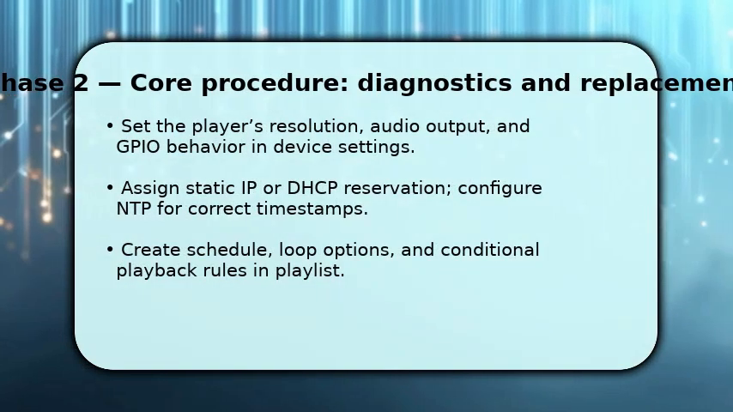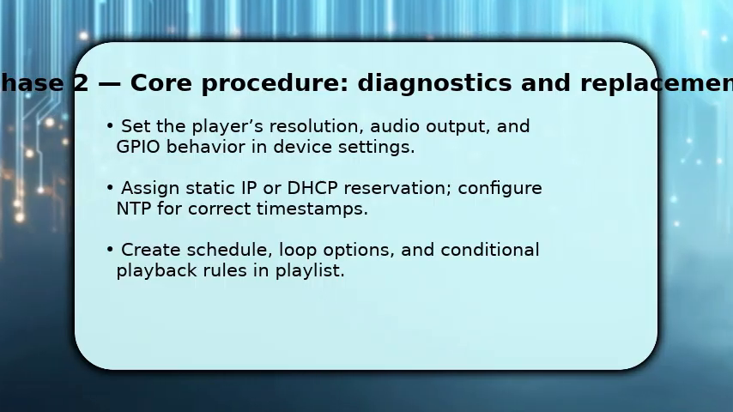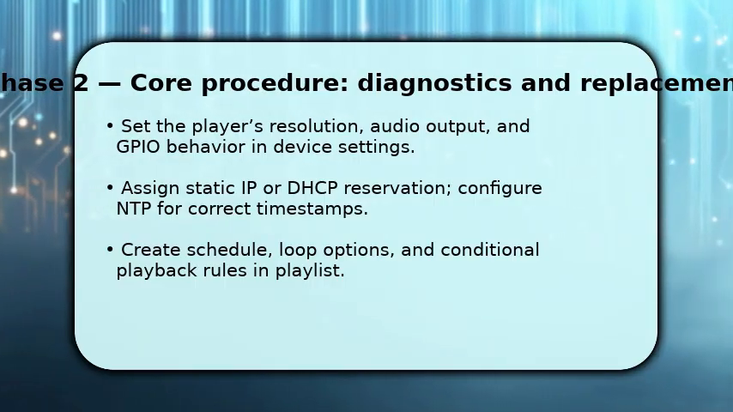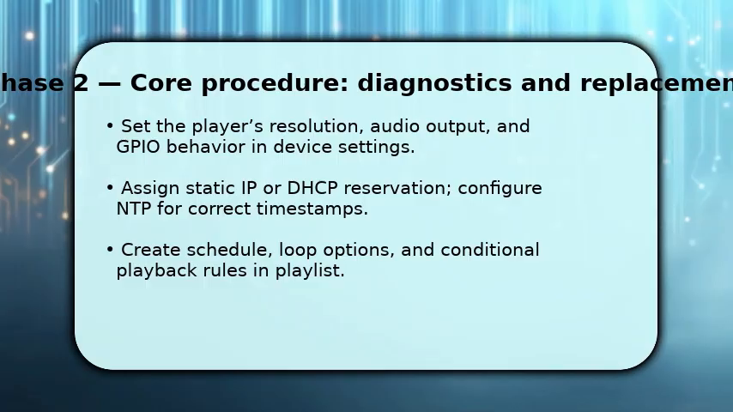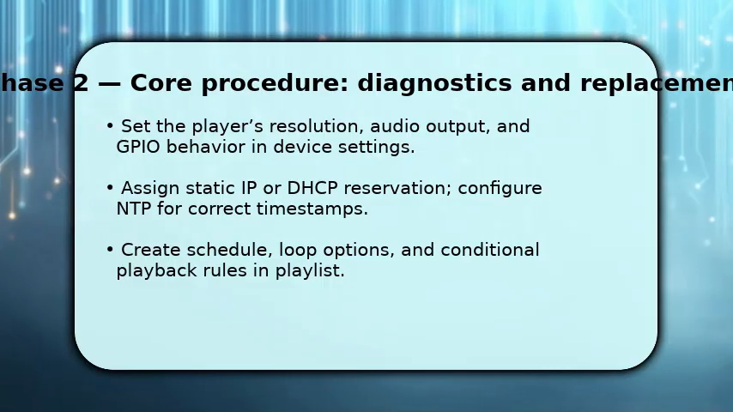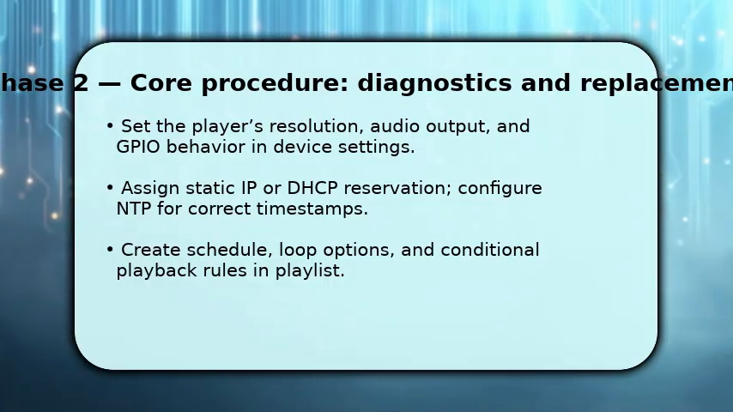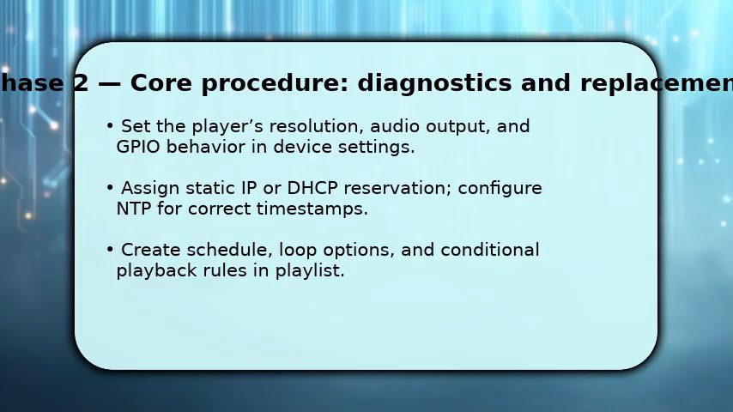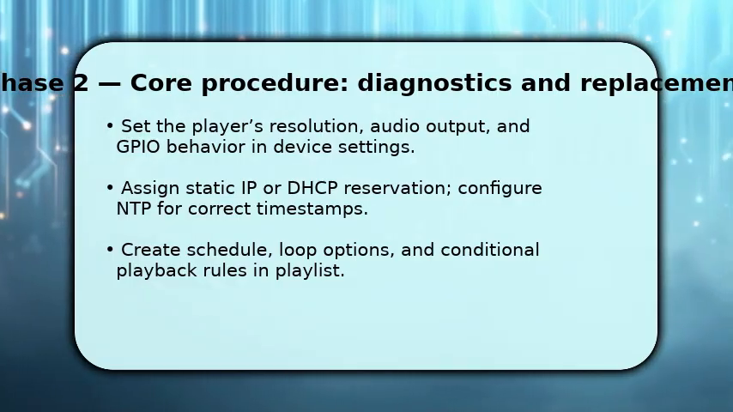Now you configure playback and networking so media plays consistently. In device settings, choose the output resolution and audio routing. Set GPO only if you need triggers. For reliability, assign a static IP or DHCP reservation and enable NTP so schedules stay accurate.